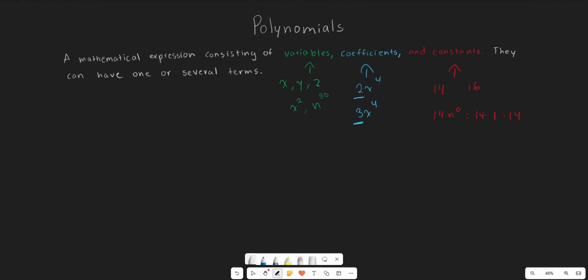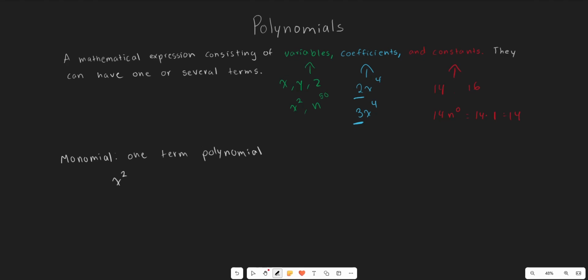So let's go first with a monomial. From our definition, we can see that it says that polynomials can have one or several terms. So a monomial is when a polynomial has one term. So a monomial is a one-term polynomial. Okay, so that seems pretty easy. So x squared is a one-term polynomial. There's only one term.